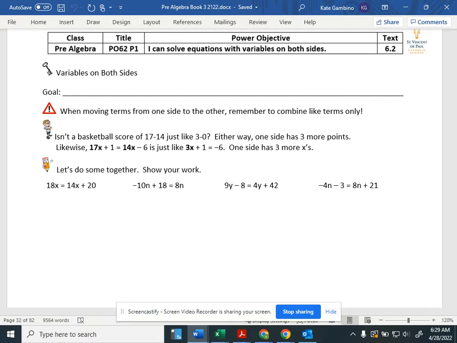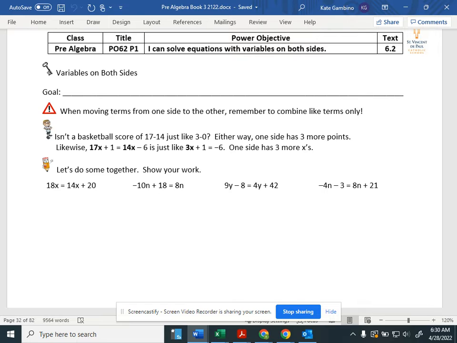Unit 10. Yesterday we worked on PO61, solving those multi-step equations. Remember with the multi-step equations, we had constants and variables on one side of the equal sign, with a constant on the other side of the equal sign, and we simplified it down to one variable equals the constant. So what we are going to be working on today is we're going to have variables on both sides. So how do we get it so it's that one variable on one side equals the constant?